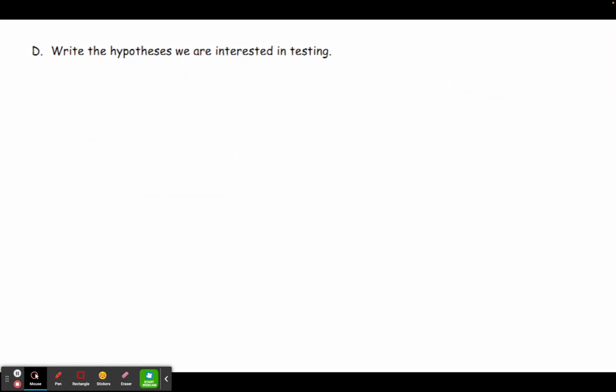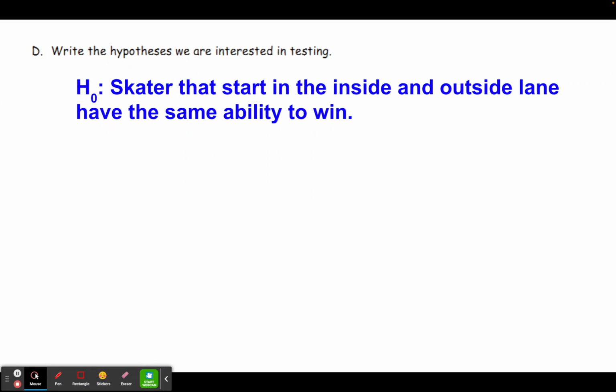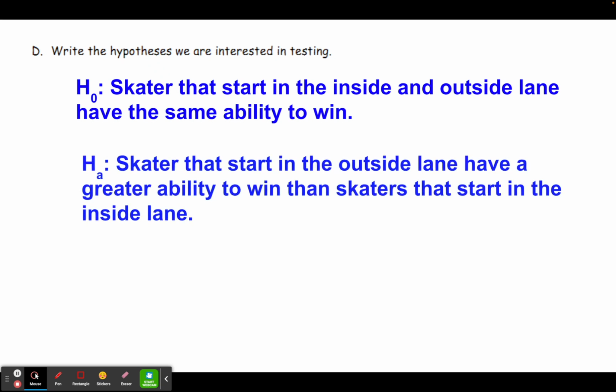Now, if we write our hypotheses that we're interested in testing, our null hypothesis would be that the skater that starts in the inside and outside lanes have the same ability to win the race. And that's what we kind of hope would be the case because, after all, if we're doing this in the Olympics, we want everything to be fair and we don't want there to be an advantage to one skater over the other. Our alternative then is that the skater that starts in the outside lane has a greater ability to win than the skaters that start in the inside lane. And the reason we're wording it that way is because our test statistic was positive, indicating that the skater on the inner lane was slower by about half a second. And that would mean that the skater in the outside lane would have a greater ability to win.